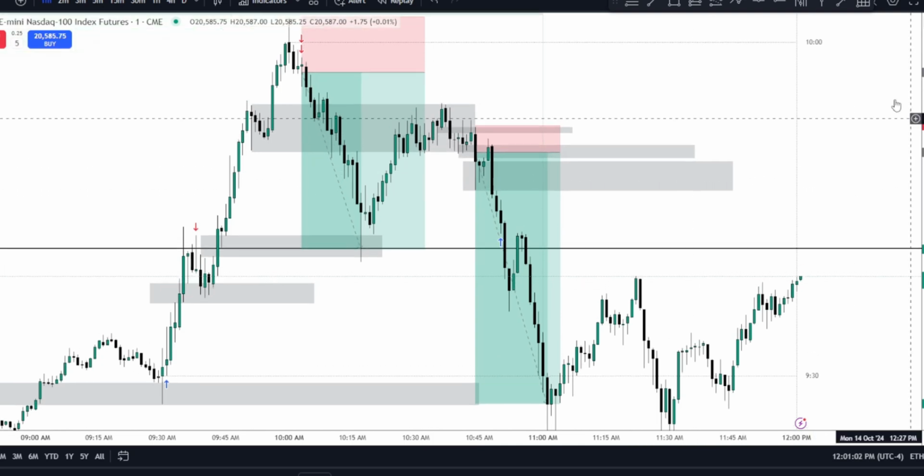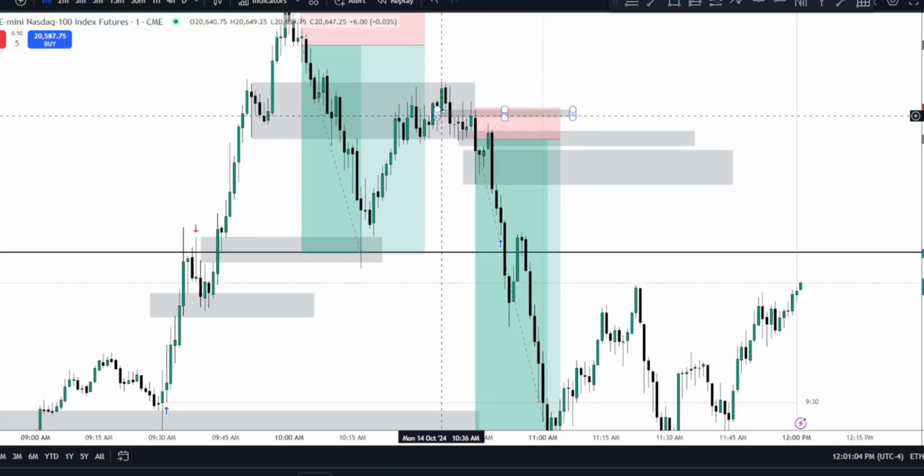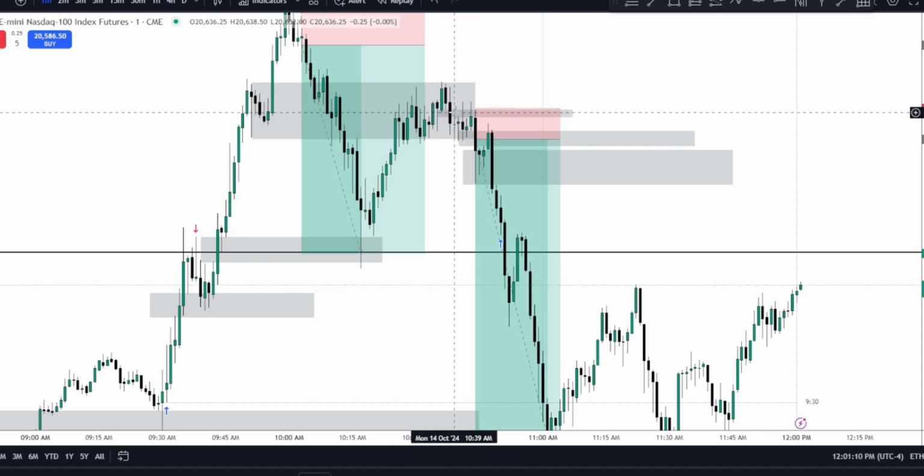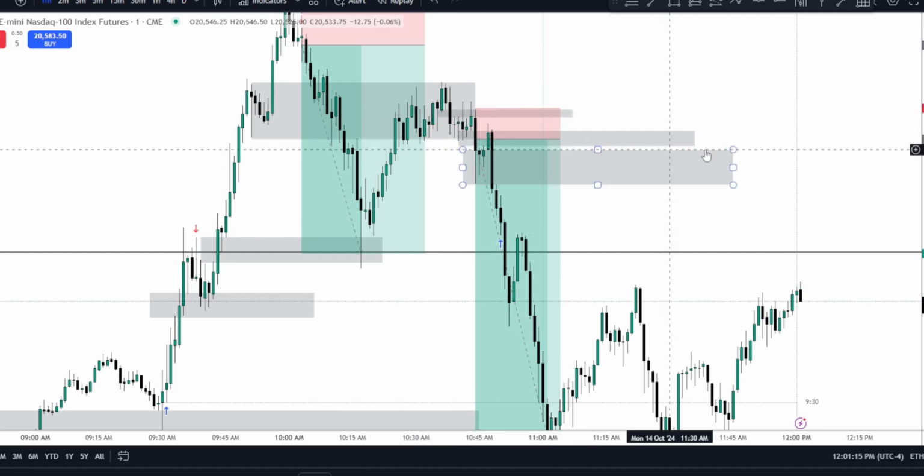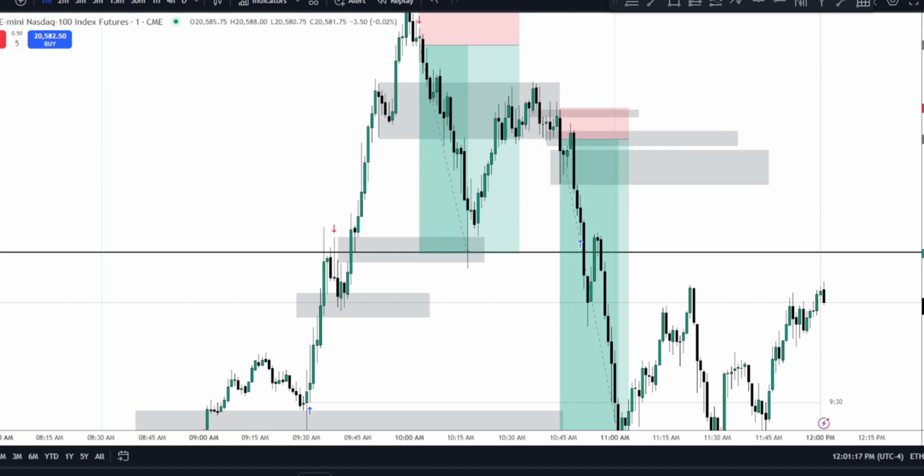But even right here, anywhere that I saw a fair value gap entry, you could have taken it. Where I see price respecting the fair value gap and it's not closing above it, you could have taken the trade right here within this one, or you could have taken it right here. So this was the setup.